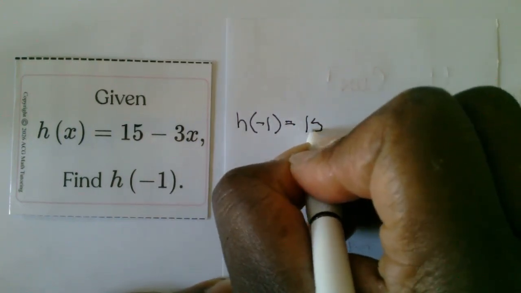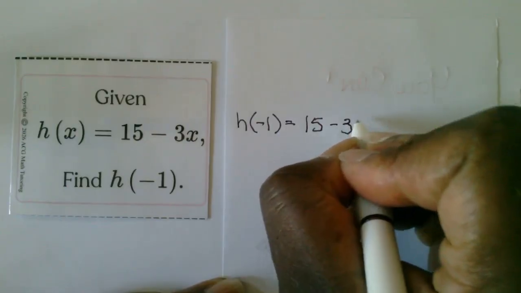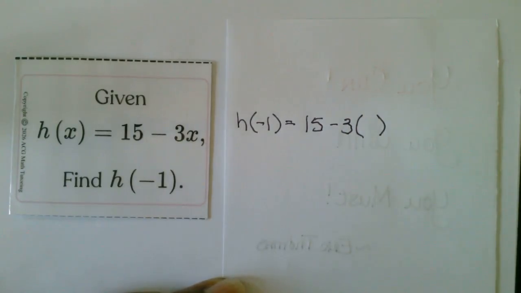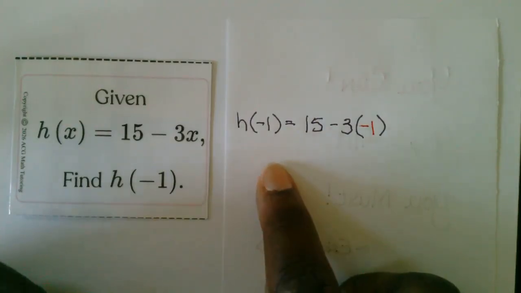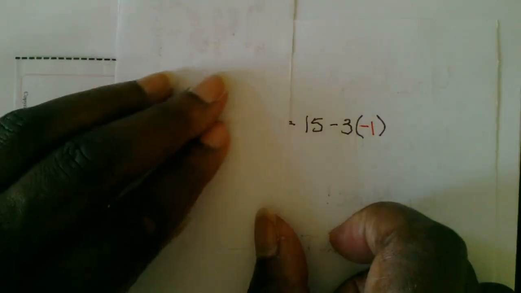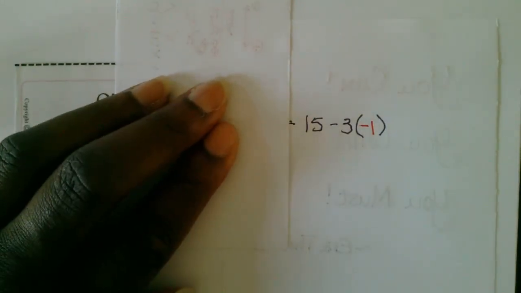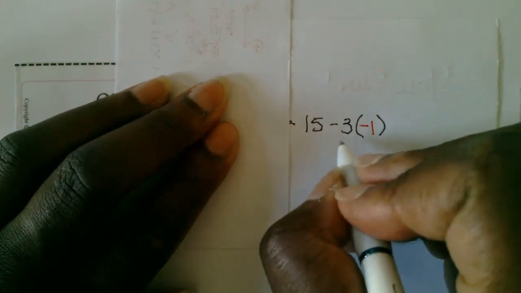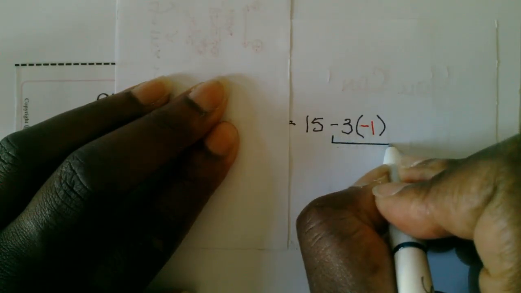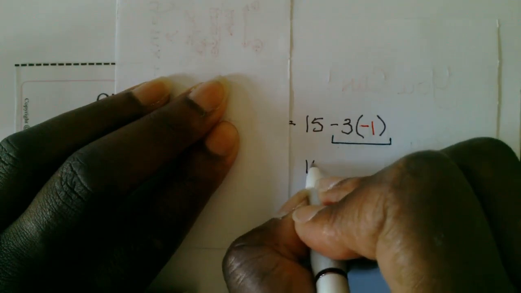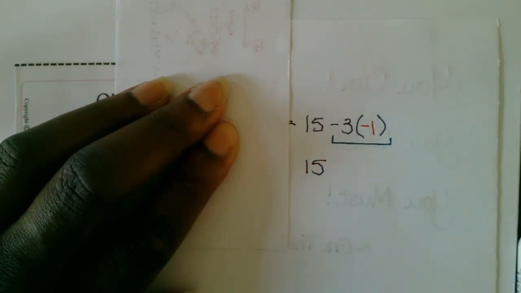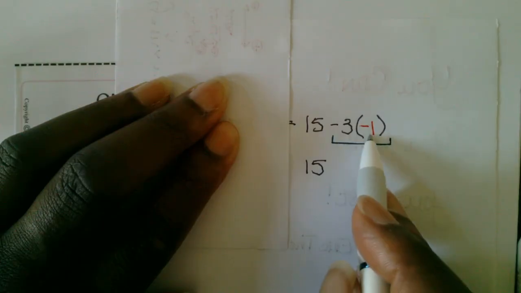So that means we're doing the h of negative 1, and we have our 15 minus 3, and we're replacing the x with the negative 1. Okay? So now, this h of negative 1, we're only using that as a placeholder. So we don't even need this part, because we already know what we've substituted in. But then, we have this multiplication, negative 3 times negative 1. So this 15 is going to come on down, but we have a negative 3 times a negative 1.